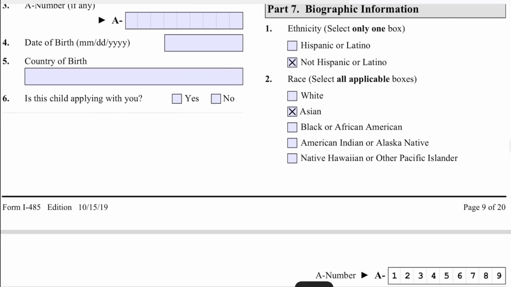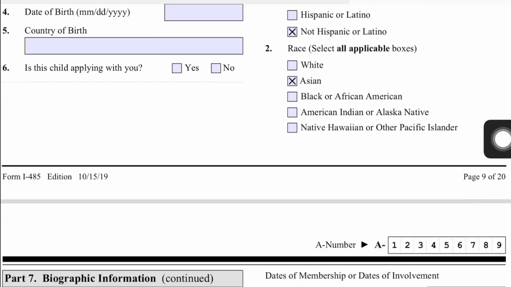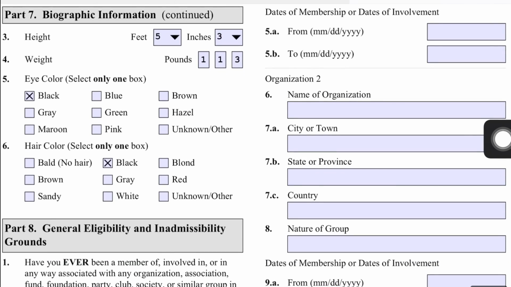Then the next one is part 7, biographic information. Number 1, ethnicity. I am not Hispanic or Latino. Number 2, the race, Asian, of course. Filipinos are considered Asian. And then number 3, height, 5'3". Weight is in pounds, so 113. Eye color, my eye color is black. Hair color, black.